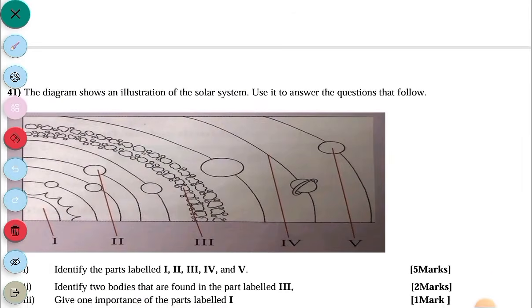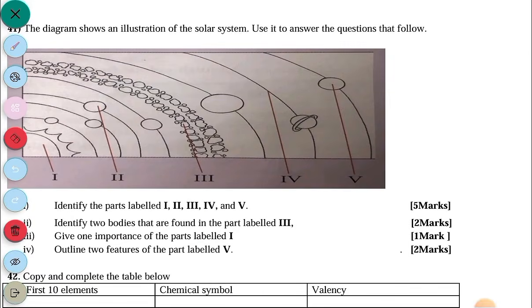Then the next one has to do with the solar system. You have to identify I to V. So I is the sun, II is the earth. How do I know? Mercury, Venus, Earth. Then III is the asteroid belt. The next one, IV, is the ecliptic. So V is Neptune, that's the last planet.